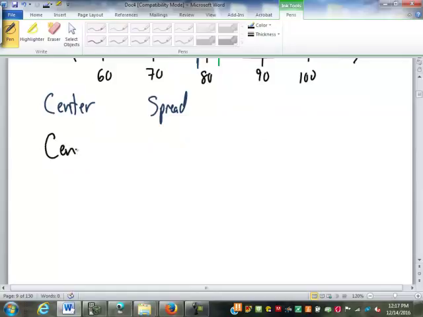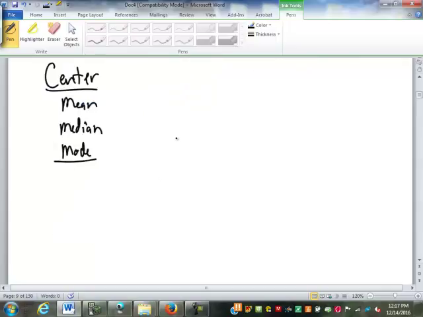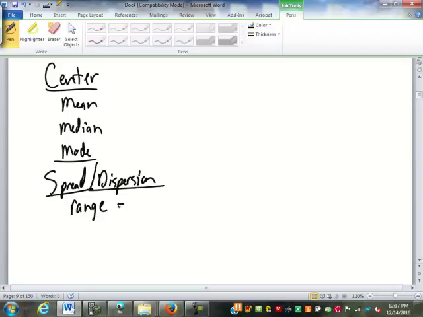So for center, you have the mean, the median, and the mode. Have we gone over those yet? Okay. I'm not going to go over the calculations because they're pretty simple, unless you have any questions on any of them. Okay. Spread, you have the range. Sometimes the spread is called dispersion too, depending on what textbook you're dealing with. You have the range, which is what we did. That's just the maximum minus the minimum. And then you have standard deviation.